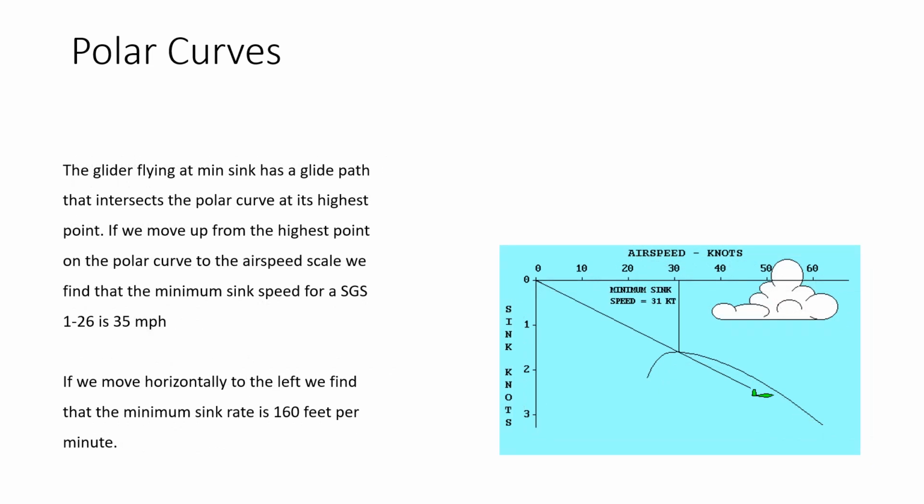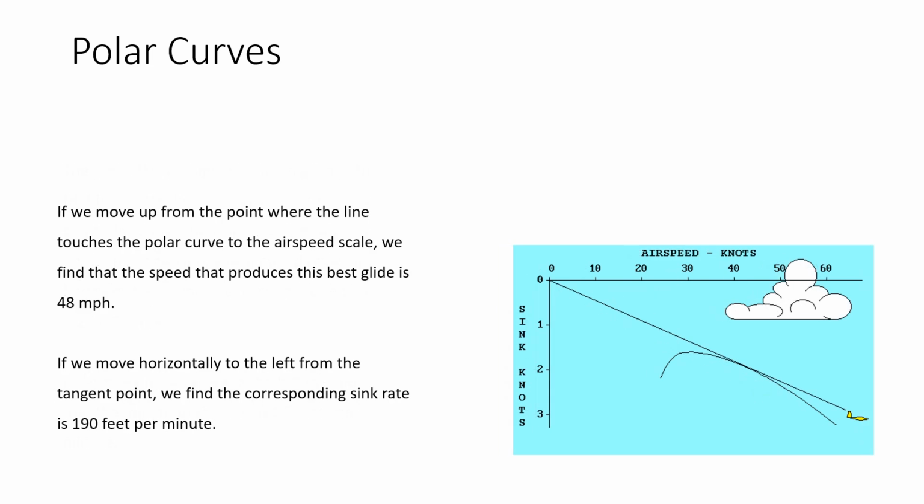The green glider has the lowest sink because it was flying at min sink. It will keep you in the air for the longest time, but won't go quite as far. Meanwhile, the yellow glider has the best glide ratio of all. That means it will glide further in still air than any other glider for a given loss of altitude. A line from the origin, 0 point of the graph, that just touches the polar curve represents the glide path of the yellow glider.